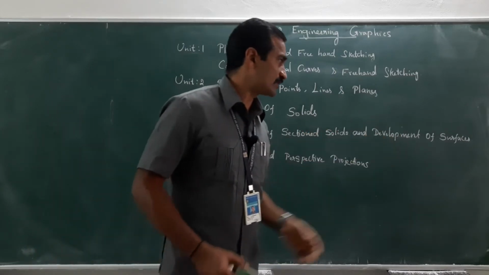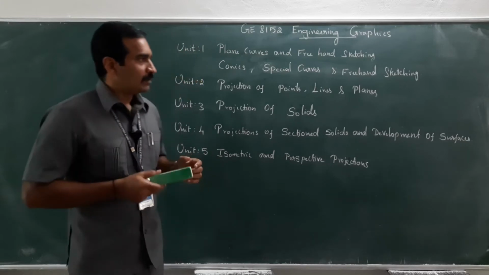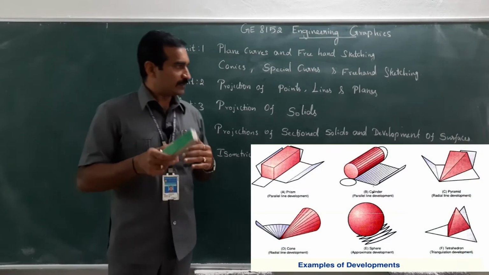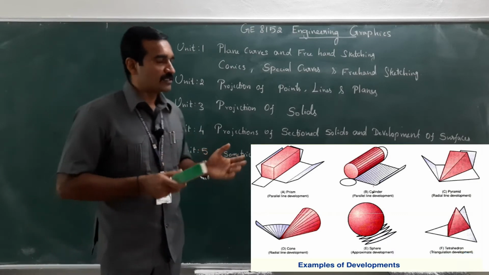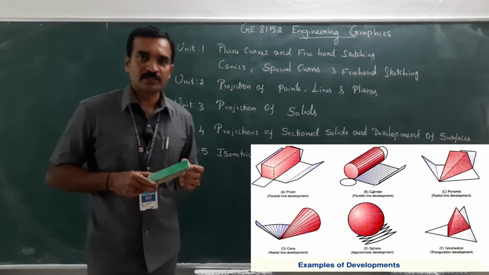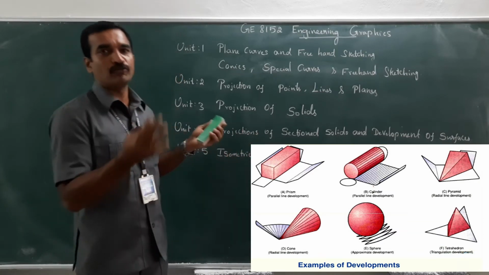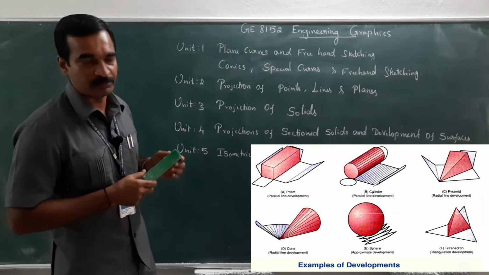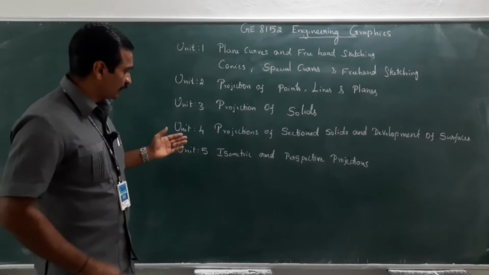And development of surfaces. Development of surfaces means unfolding the surfaces of the object on a plane. That is nothing but the lateral surfaces. We just mean unfolding the lateral surfaces of the object. That covers the development of surfaces.